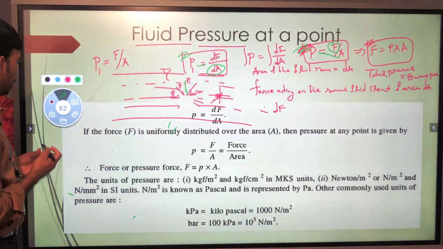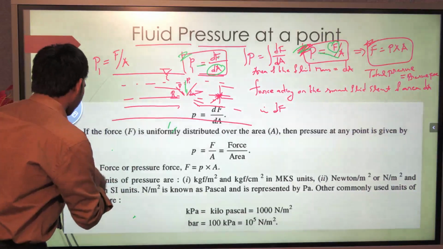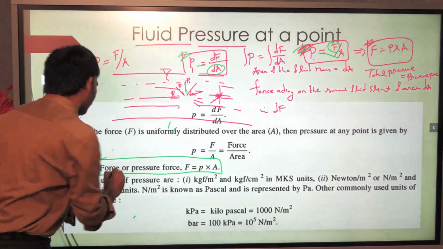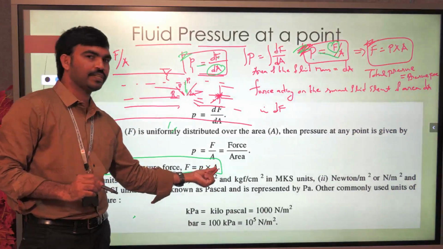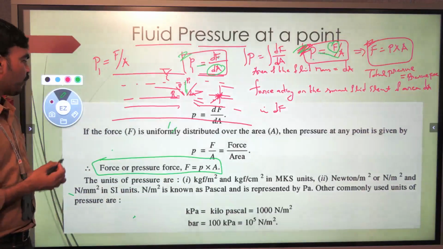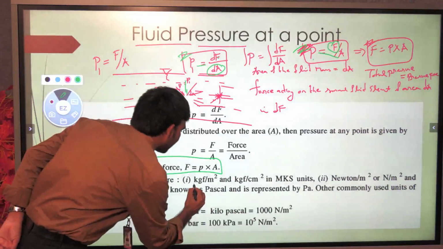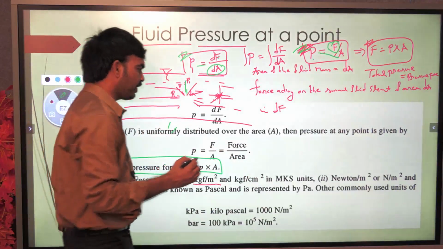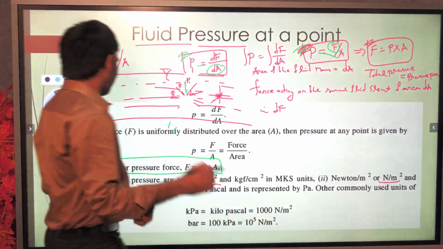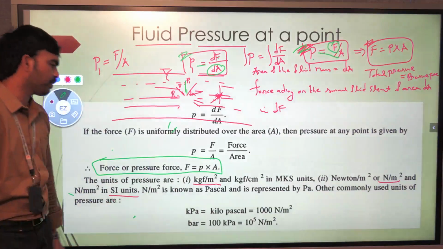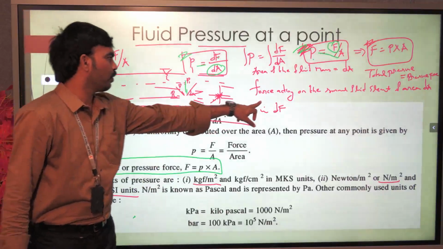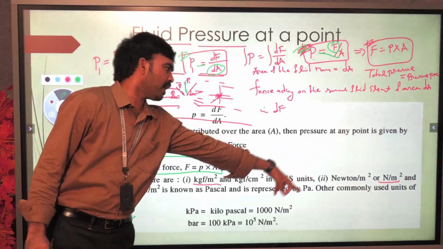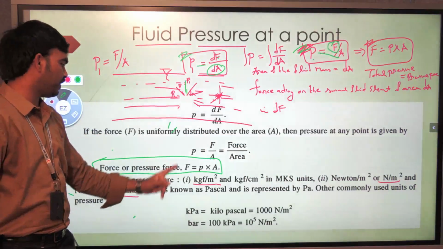This is the way to measure the pressure. You need to understand that the pressure force, or total pressure, is nothing but pressure intensity into the area of the fluid mass. So what are the units? It is kg force per meter square in the MKS system, or Newton per meter square in the SI system. Force is nothing but weight, so here in the SI system it is weight by area.